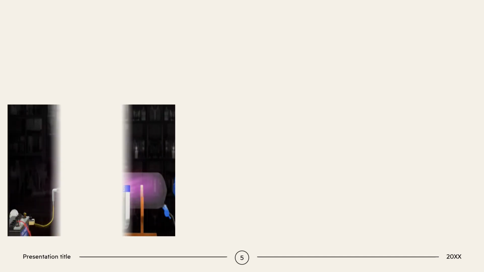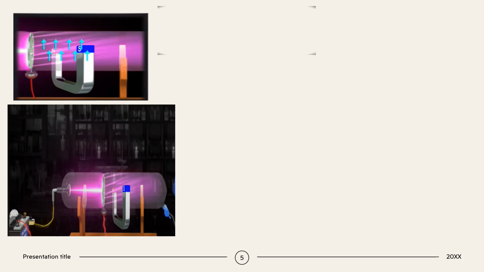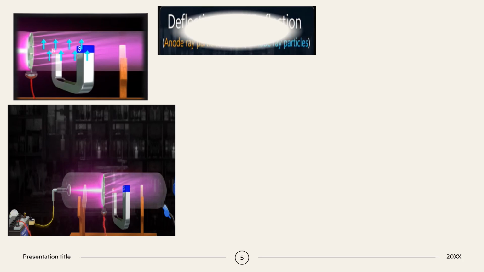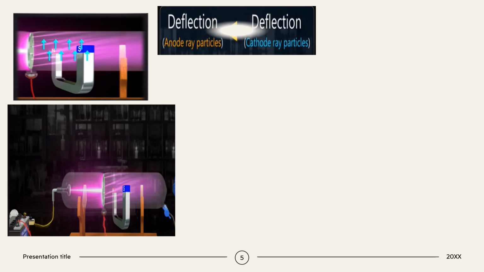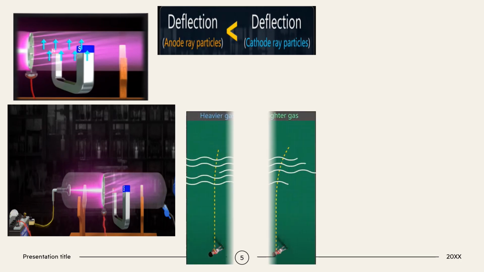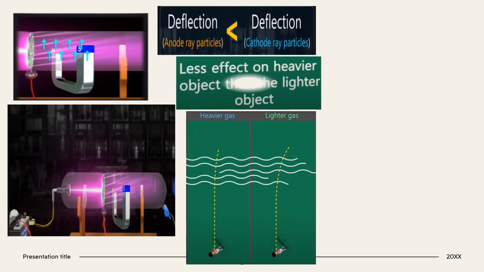Next, they applied a magnetic field. So what do you think will happen when you bring a magnet close to these positively charged rays? Well, you are right. These rays will bend upward because the direction in which rays will deflect depends on the nature of the charge. If you notice carefully, you will see that the deflection in case of anode rays is way less compared to the cathode rays. But why is that? We already know that the effect of a perpendicular force on a moving particle in a straight line is always less in case of heavier objects compared to lighter objects.